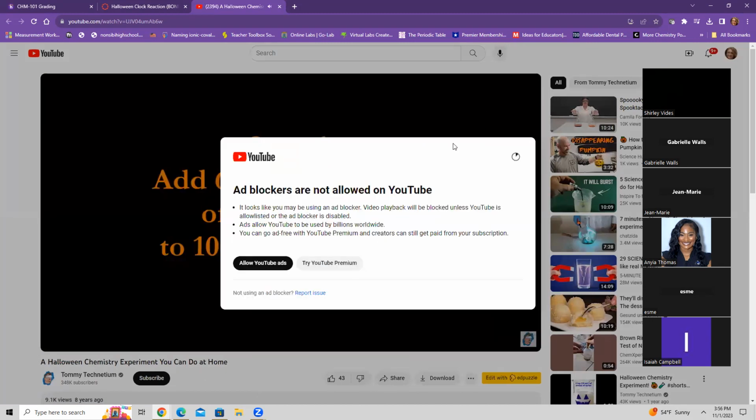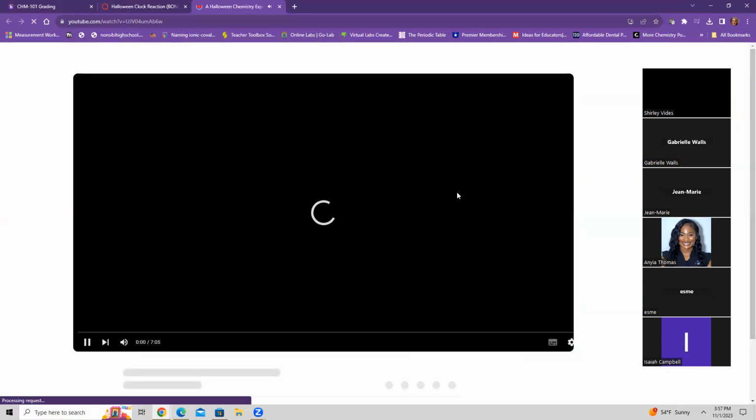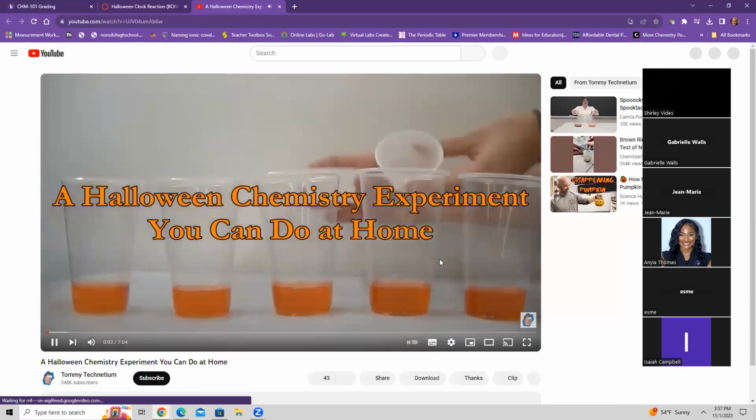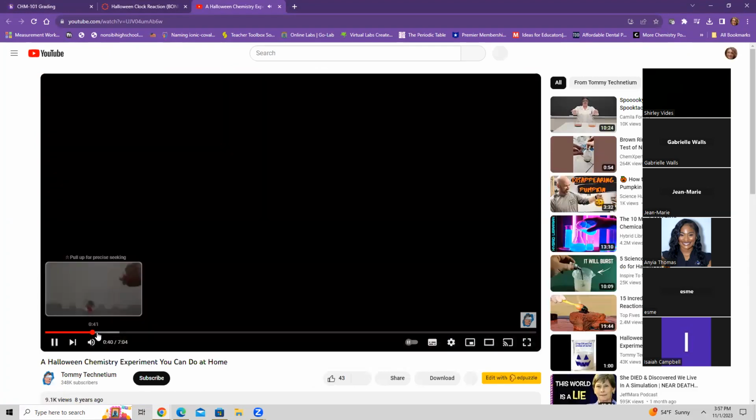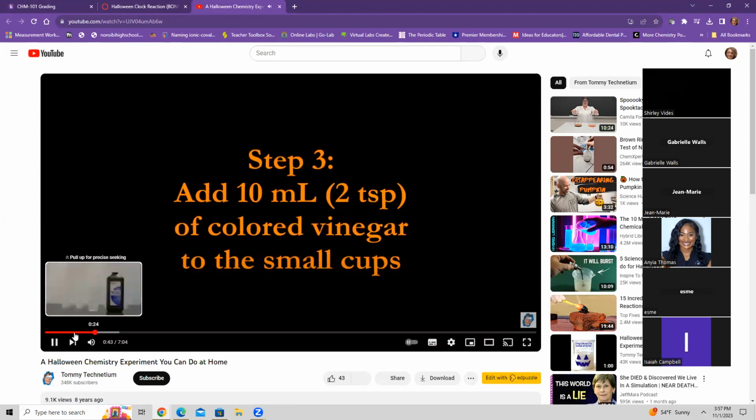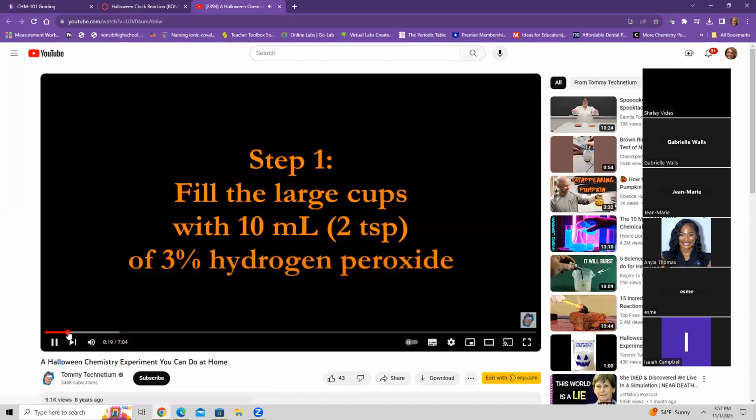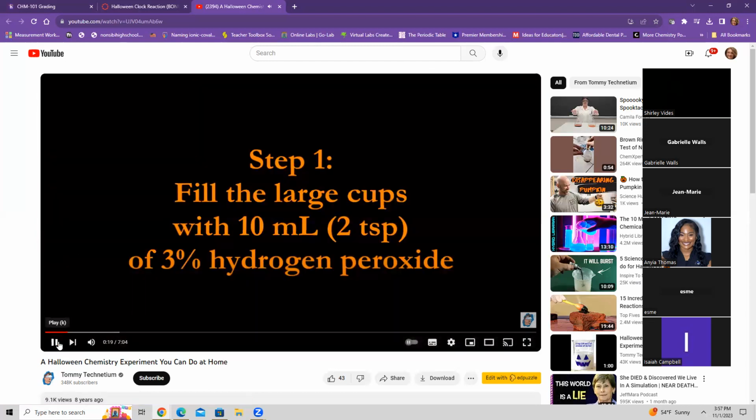Okay, I said allow them. Oh, refresh, whatever. Sorry, I have to refresh it because it's just not letting me look at it otherwise. All right, this is just a preview, but it goes step by step. It tells you how to do it. Okay, so number 1. And by the way, every time that you see a step, stop it and write it down.